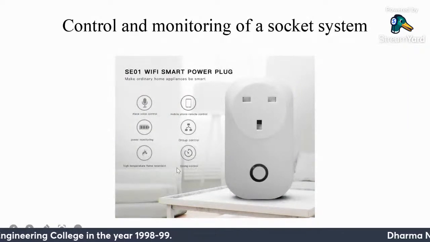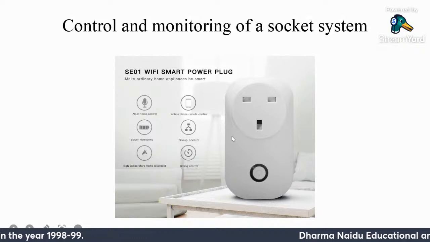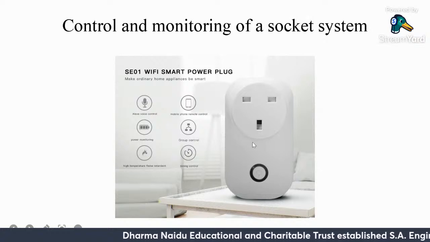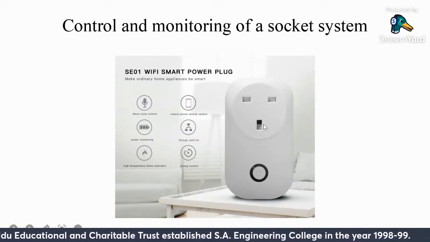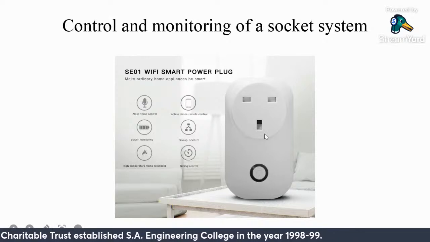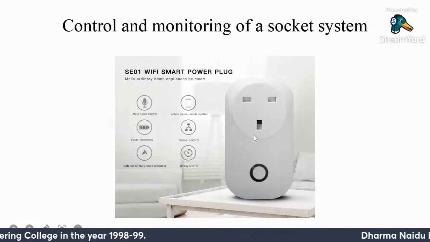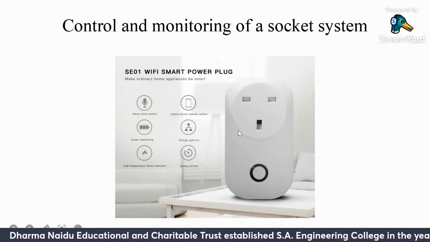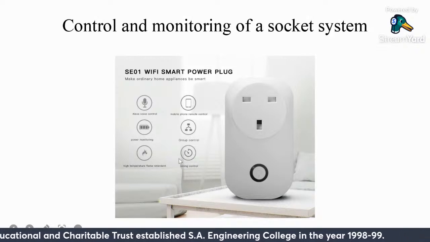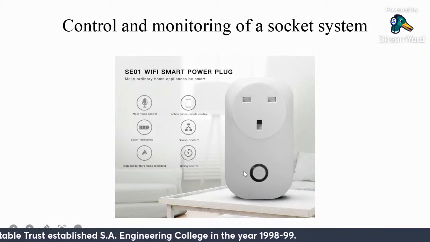And this one is the high temperature flame retardant. The insulating material it is made of is very flame retardant, so it can withstand high temperature, making it safer for usage. And timing control is also possible by using this. We can control the timing of certain loads, like this appliance should work for this much hour only. We can program it using this timing control setting, and we can set it here.